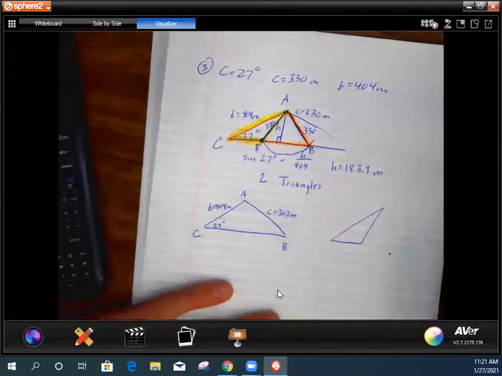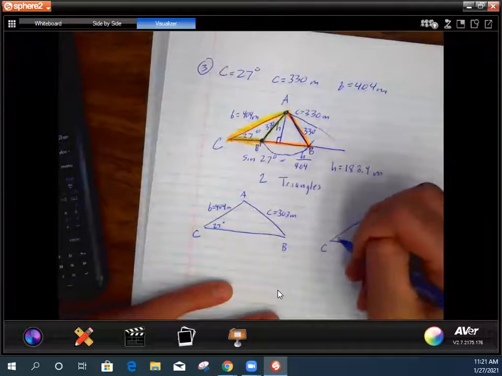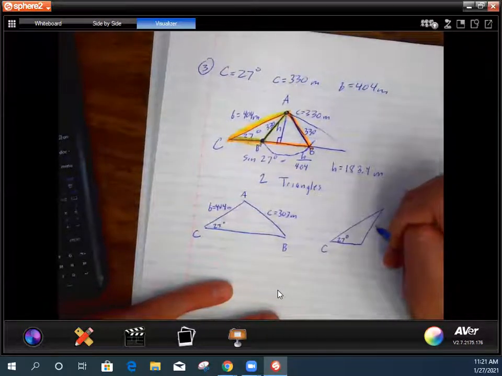All right, so when you have the ambiguous case with two triangles, one is always going to be acute and one is always going to be obtuse.